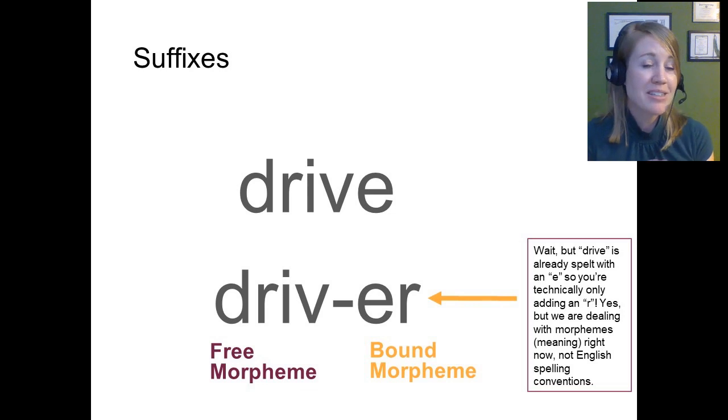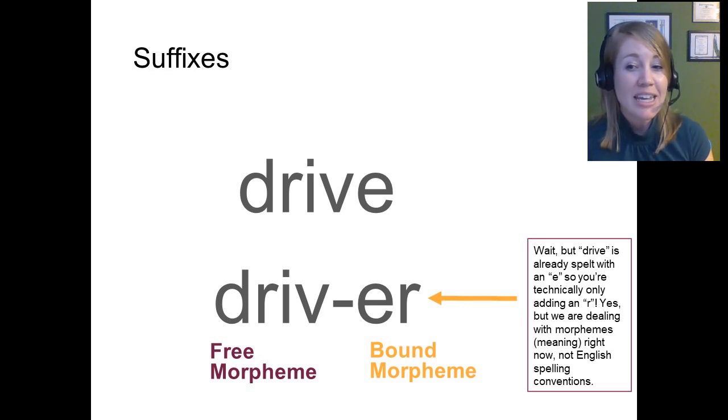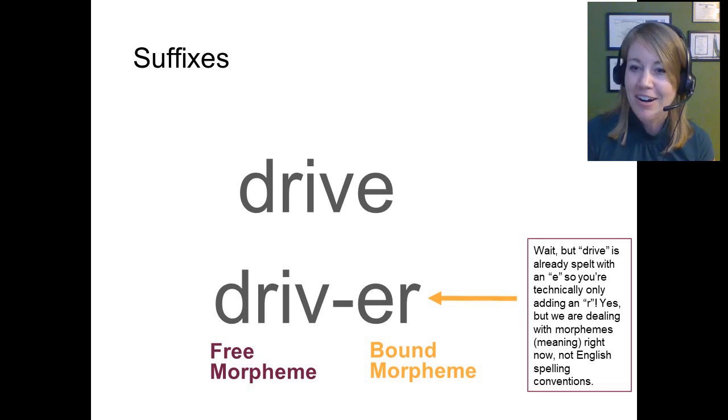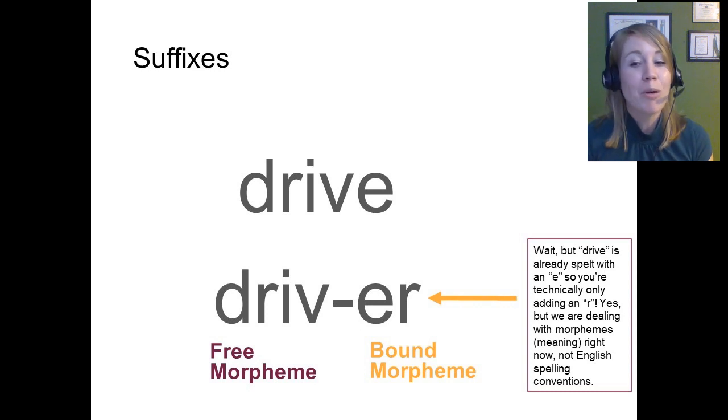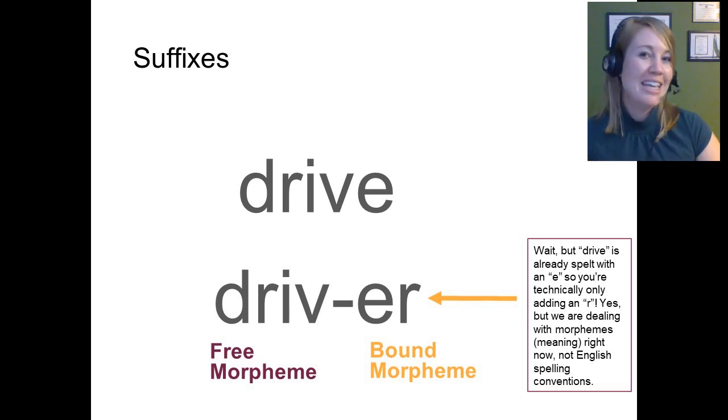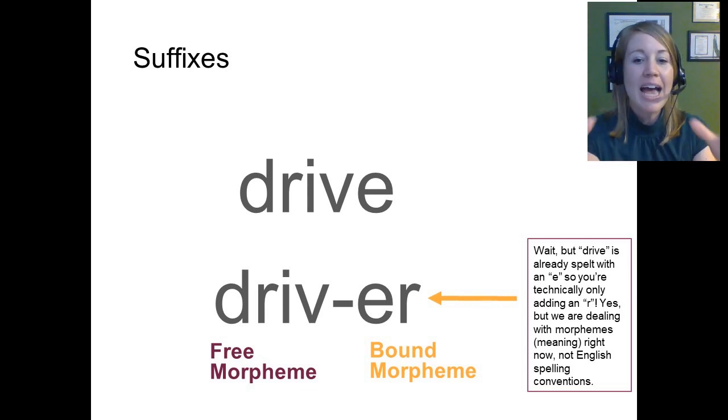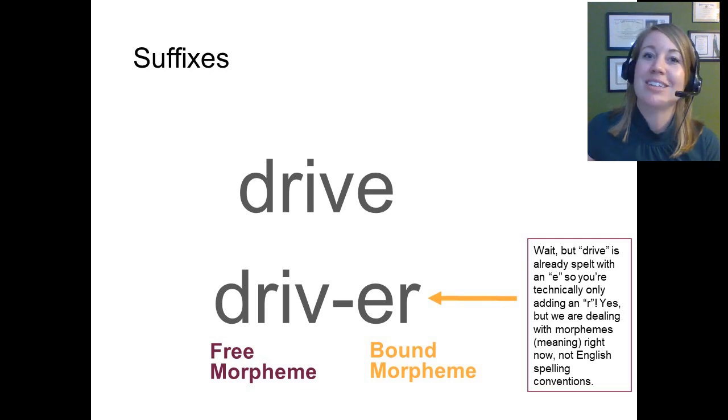Okay, but I want to point out something here again about spelling. So based on what I've had on the screen. Wait, but drive is already spelt with an E, so you're technically only adding an R. Yes, but we are dealing with morphemes. We're dealing with meaning right now, not English spelling conventions. So I understand that in English spelling, drive ends in an E, but think about even just oral speech, drive, driver. We're adding the bound morpheme at the end, which changes it from a verb to a noun, okay? Like teacher, waiter.